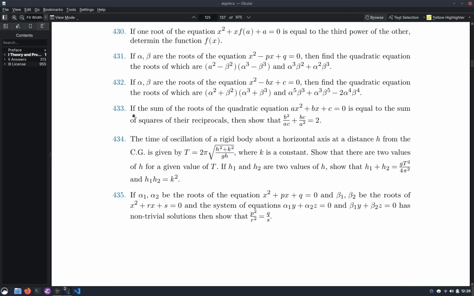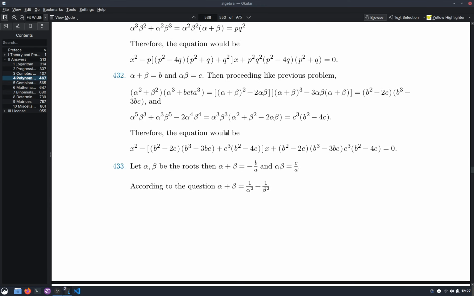Question 433 says that if the sum of the roots of the quadratic equation ax square plus bx plus c is equal to 0 is equal to the sum of squares of the reciprocals, then show that b square by ac plus bc by a square is equal to 2. So we let alpha, beta be the roots, then alpha plus beta is equal to minus b by a, and alpha beta is equal to c by a.